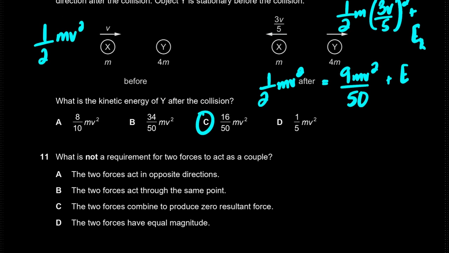Question number 11, what is not a requirement for two forces to act as a couple? The forces act in opposite directions. This is a requirement. We are asked for what is not a requirement. The two forces act through the same point. This is not a requirement. They should have zero resultant force, also a requirement. Having equal magnitudes is also a requirement.